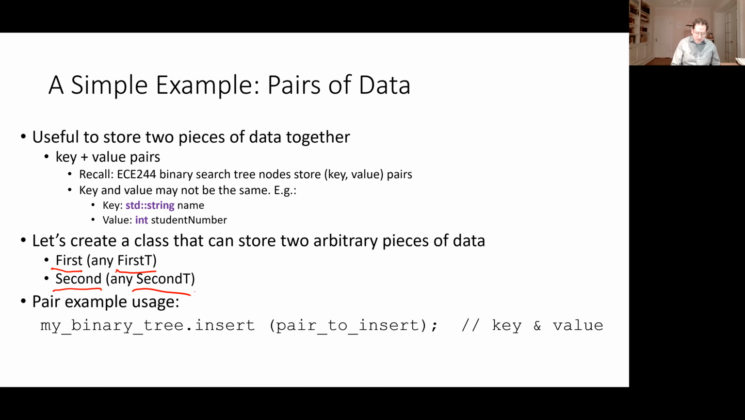What can we do with that? Well, if we had a binary search tree and wanted to insert some data in it, we now could basically insert an object of this type pair, and it's grouped the key and the value together. And we can do this for kind of anything. So that's kind of nice, very reusable.